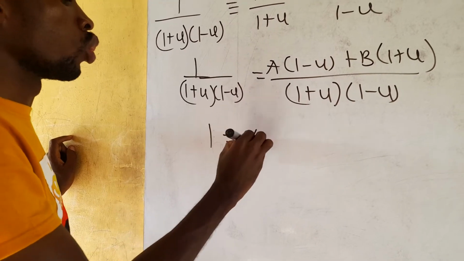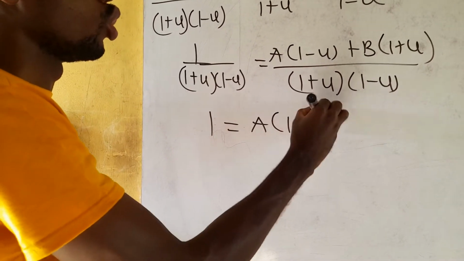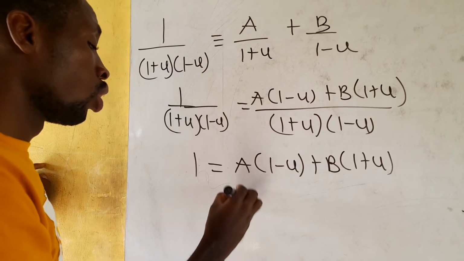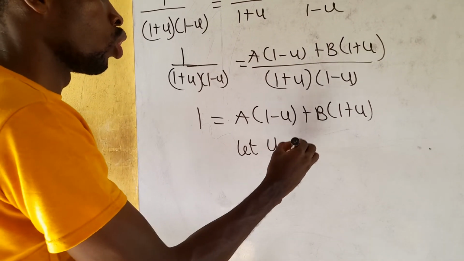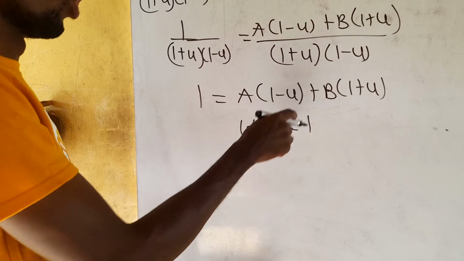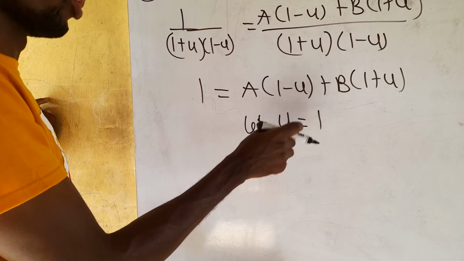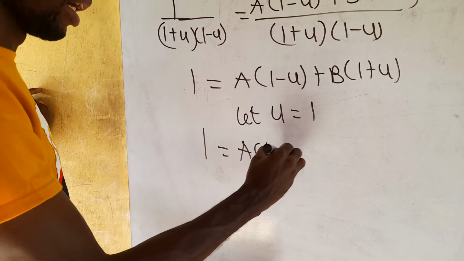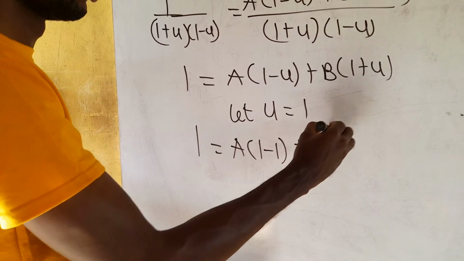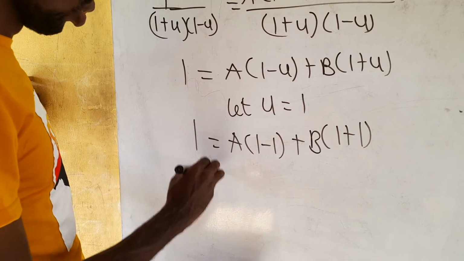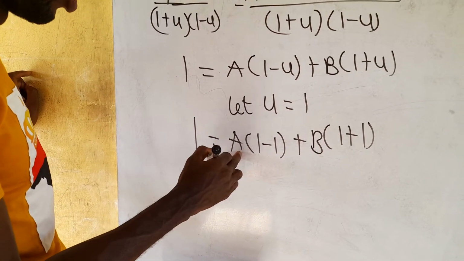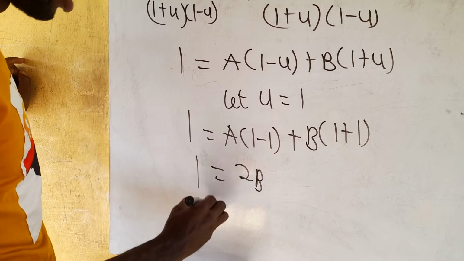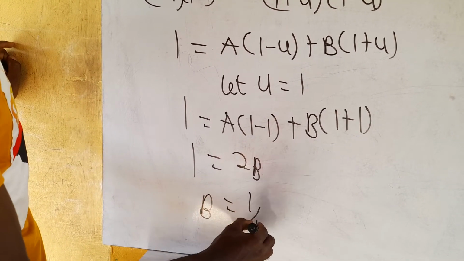So 1 will be equal to a(1 minus u) plus b(1 plus u). So we let u be equal to 1. We substitute: any place you see u, we put 1. So 1 will be equal to a(1 minus 1) plus b(1 plus 1). So 1 minus 1 is 0, times a will be 0. 1 plus 1 is 2, times b will be 2b. So we say our b is equal to half.